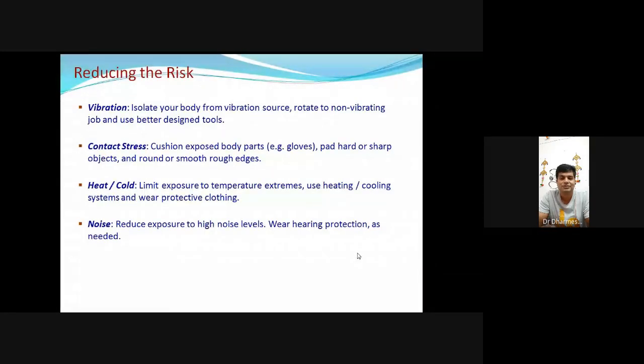And the last one is noise reduction: reduce exposure to high noise levels and wear hearing protection as and when required. These are some of the ways you can reduce our risk factors.